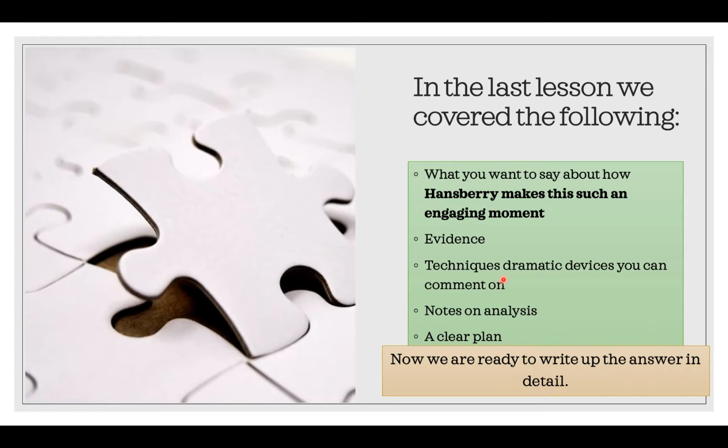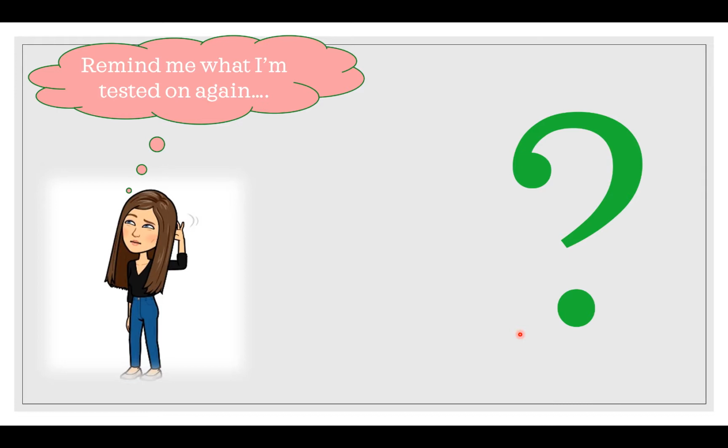We've looked at different techniques or dramatic devices, remember, because this is a play, that we can comment on. And we made some notes on how we can analyse. I modelled how you can annotate the extract as you go through, just to give yourself something to say later on when you start to write up your essay. And we ended with a clear plan. The clear plan is necessary in order to give your writing some structure, in order to make sure that your ideas are coherent.